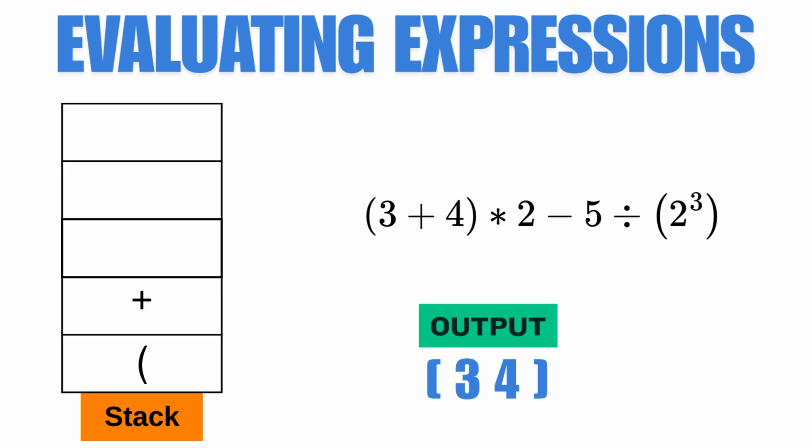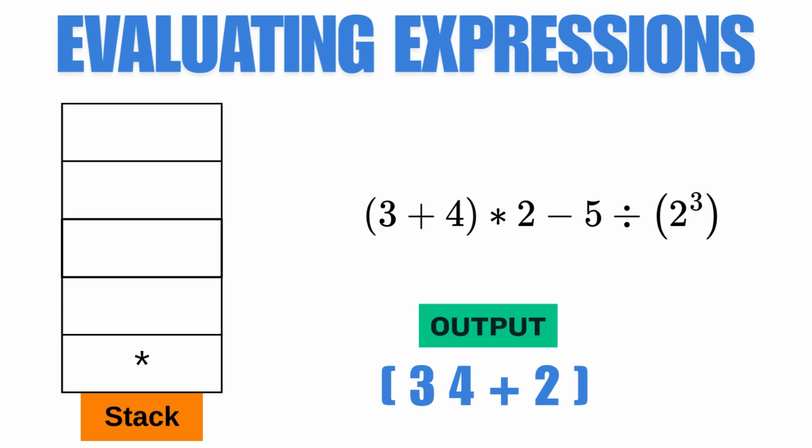Next, we have a right parenthesis. When we see a right parenthesis, we have to pop the elements of the stack till we see the left parenthesis while discarding the 2 parentheses. The popped elements are added to the output. The next item is a multiplication operator. Since the stack is empty, we push it to the stack. The next item, 2, is an operand, so we add it to the output.